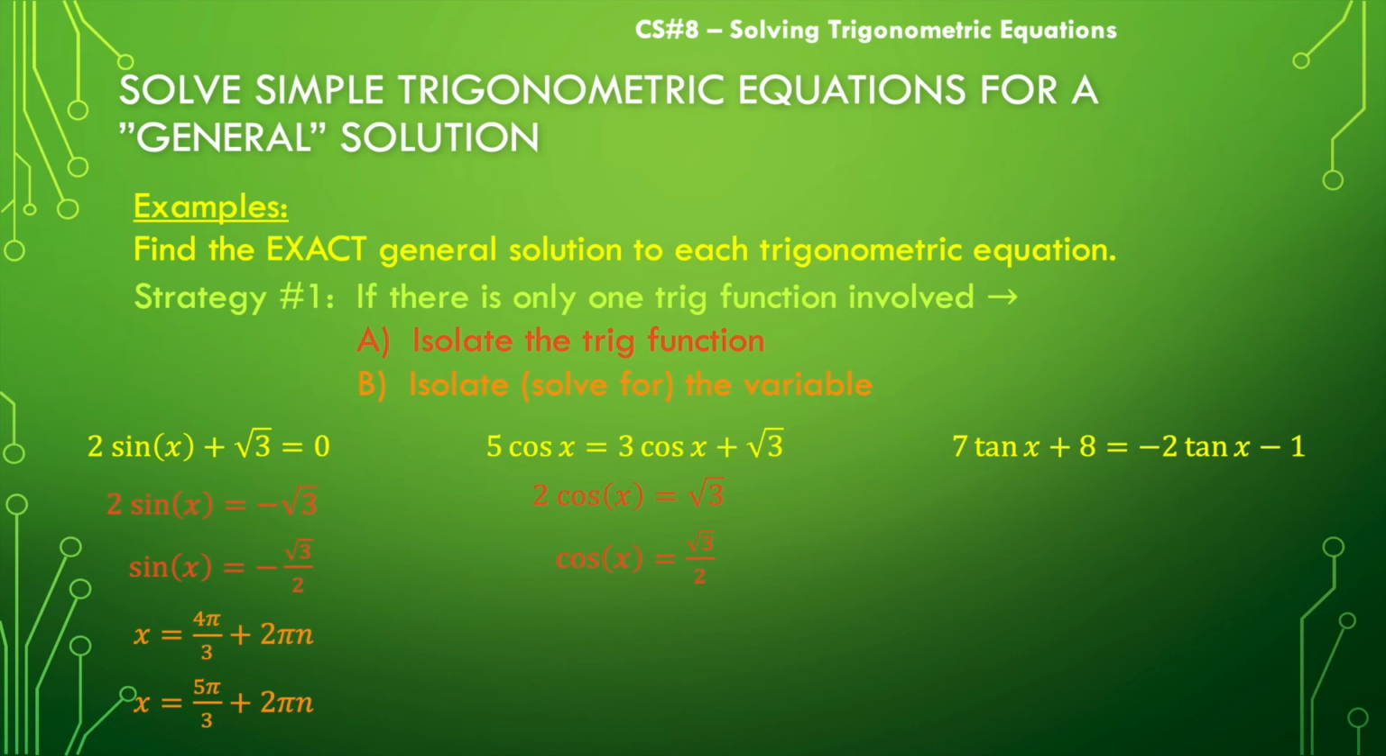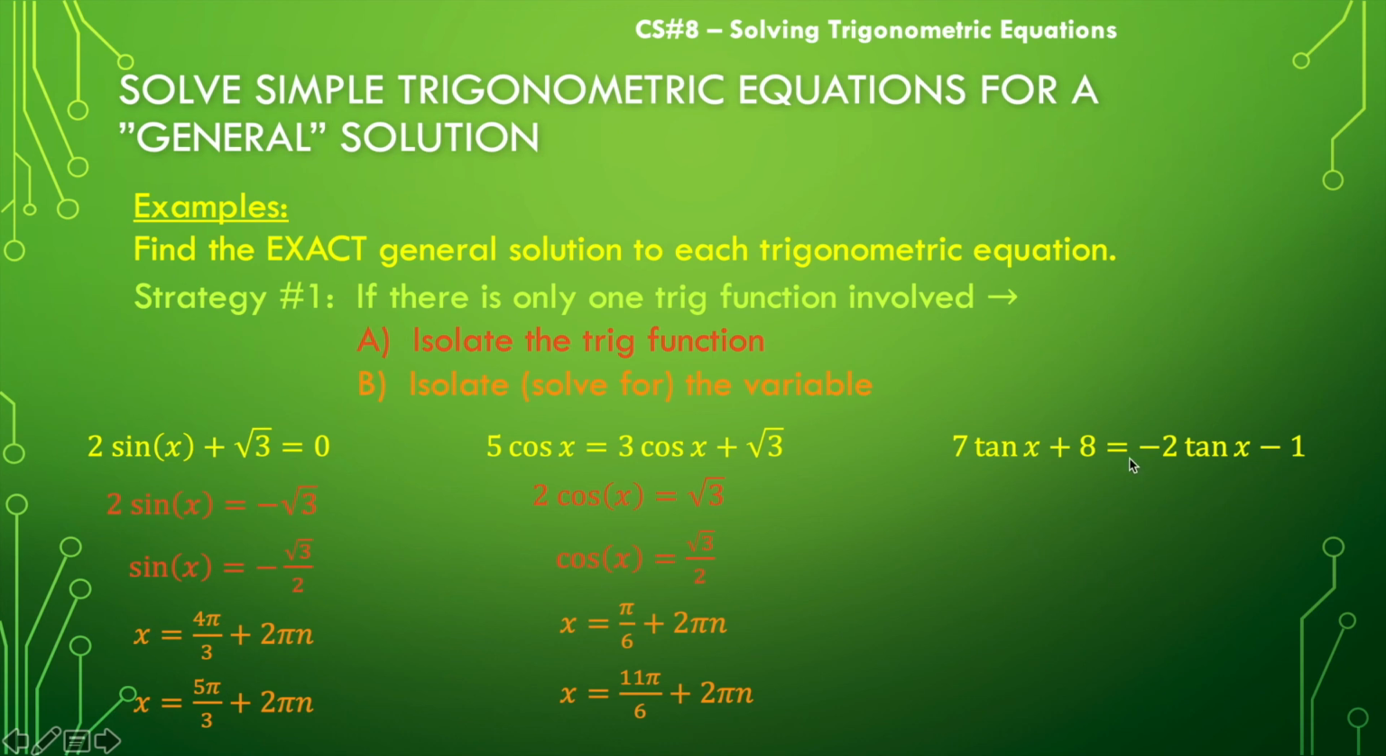And now let's isolate the variable. So let's think about, on the unit circle, which angles have an x coordinate of the square root of 3 over 2. And we're thinking x coordinate because we are looking for cosine. All right, and so we can say that that will be pi over 6 and 11 pi over 6. So our solutions will be pi over 6 plus 2 pi n and 11 pi over 6 plus 2 pi n.